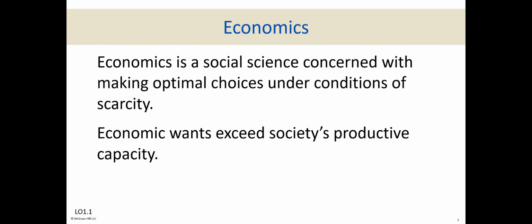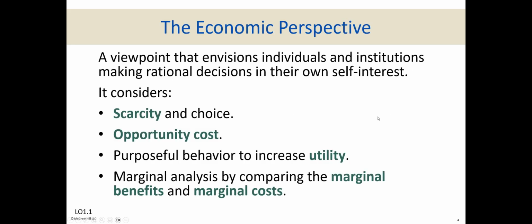So economic wants exceed society's productive capacity. Therefore, for that reason, desires are unlimited, but resources are limited. We need to make decisions. That's what economics is about. So when we say the economic perspective, we need to understand a couple of terms. First of all, scarcity. So we have scarcity, that means limited resources. So we need to make choices.